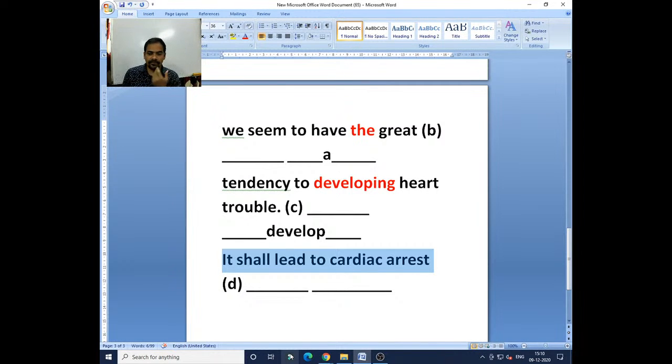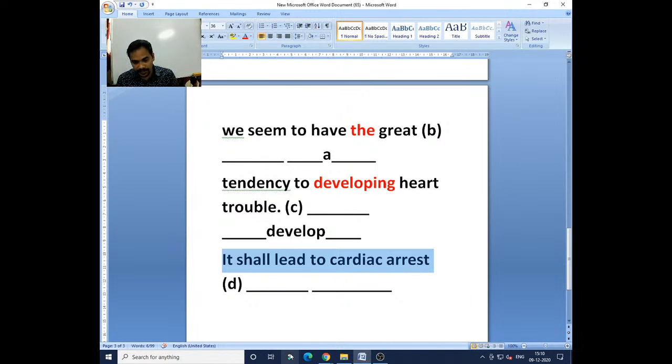Okay, Sandhya, correct. You can also change to into in, and then your sentence can be grammatically correct. Either, if you are going with to plus infinitive, it is okay, or if you simply change to into in, then your sentence will be correct. We seem to have a great tendency in developing heart trouble. It is correct grammatically. So either you can alter to into in, or if you don't want to change to, then change your verb, make it first form. Clear? Okay, very good.